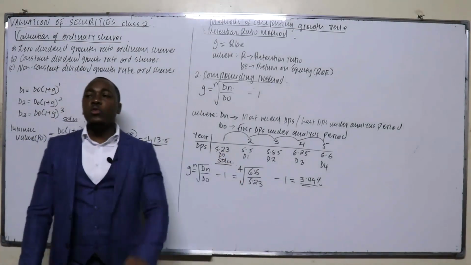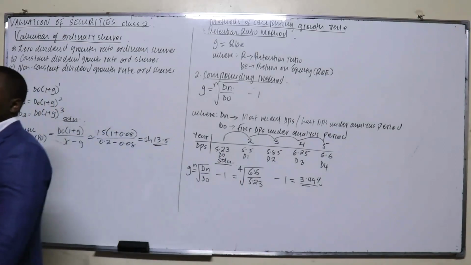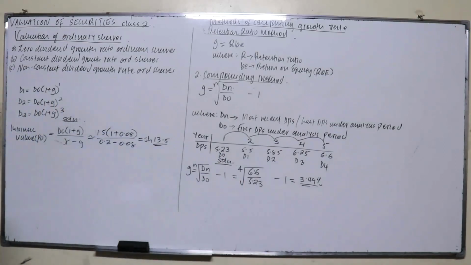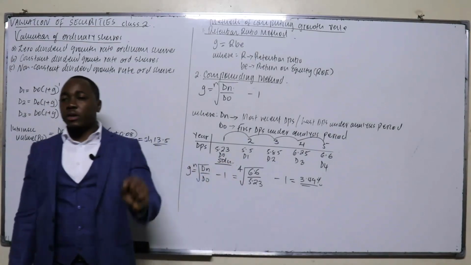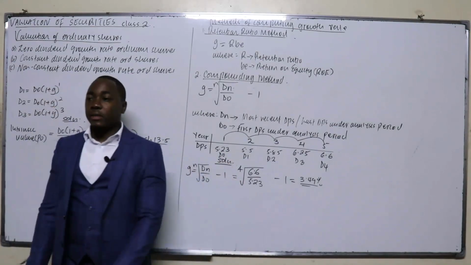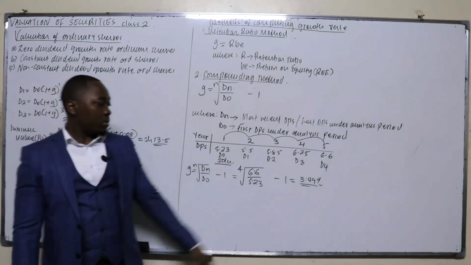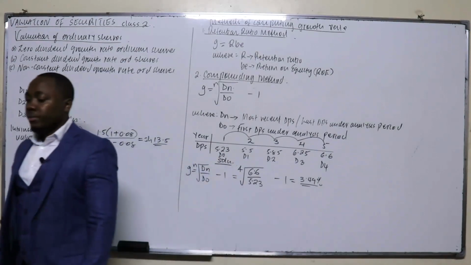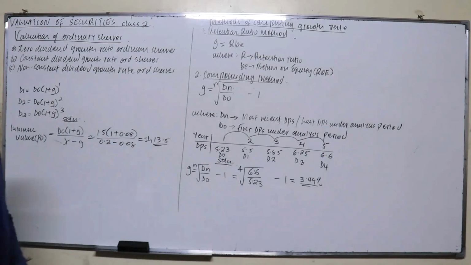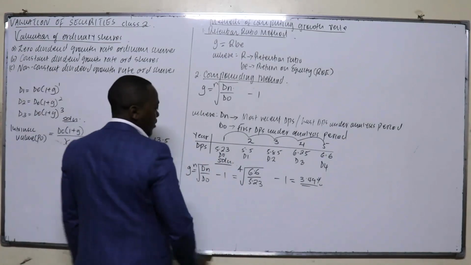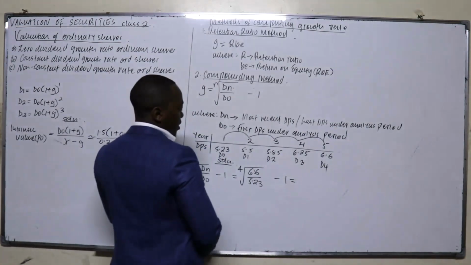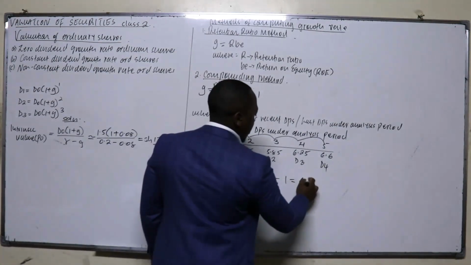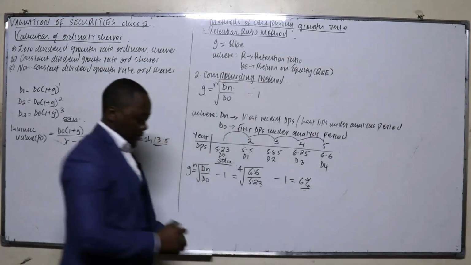So to get the fourth root, you press 4, Shift, raised to power, 4, shift raised to power, then answer of the answer equals, then you minus 1 times 100. What do you get? 6%. Good.